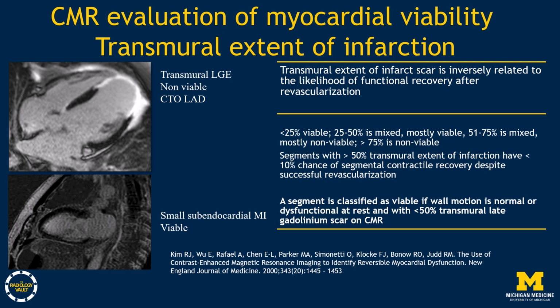So the transmural extent of late gadolinium enhancement is how we evaluate viability on cardiac MR. If the segment has more than 50% transmural thickness of enhancement, it's likely non-viable, whereas less than 50% enhancement is likely viable. Functional recovery is likely in those segments which have less than 50% transmural enhancement or thickness of myocardial infarct scar. Let's look at some cases from clinical practice to reinforce these findings.